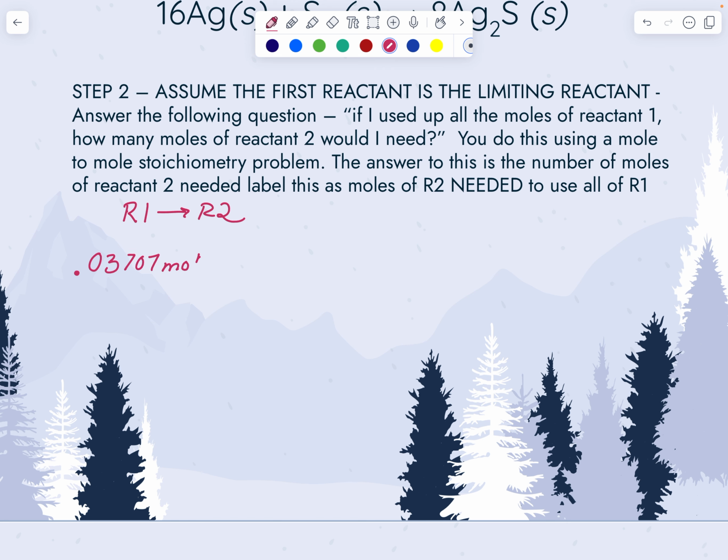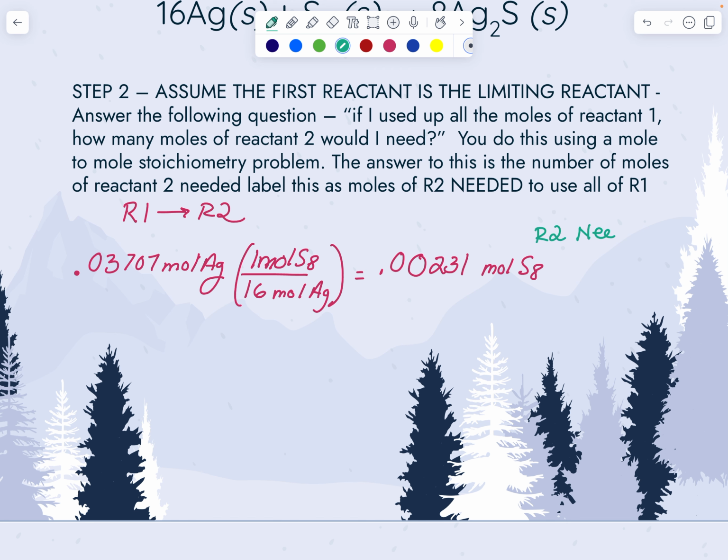0.03707 moles of silver. And according to the balanced chemical equation, 1 mole of S8 will require 16 moles of silver. It's a lot of silver. So now when I look at that, I am going to need 0.00231 moles of S8. So remember, I said label this as R2 needed. This is how much sulfur I'm going to need to use up all my silver.